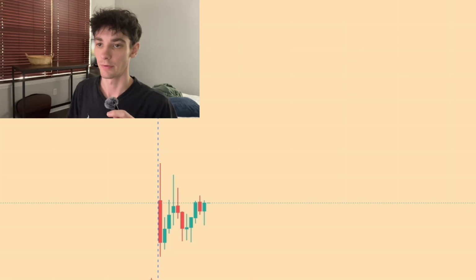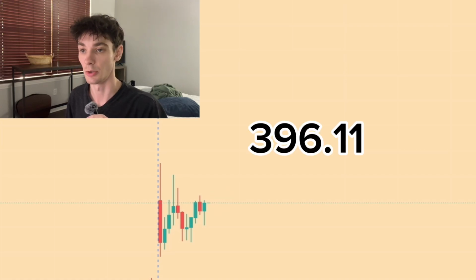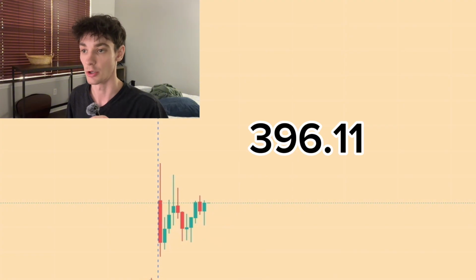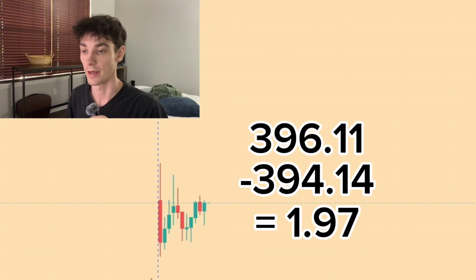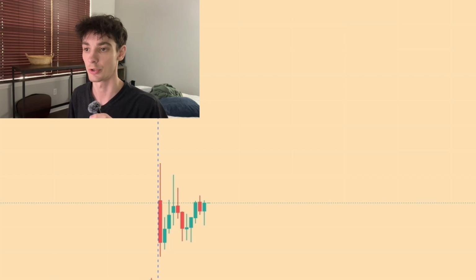Before I even think about entering, I have to know if this trade makes sense at all. So first, I calculate my risk. My entry candle high is 396.11 and the low is 394.14. So that gives me a range of 1.97, and that's my risk per share. So $1.97 is how much I'm going to lose per share.